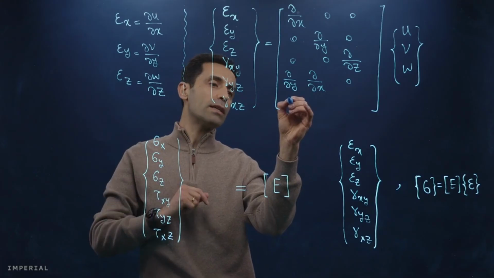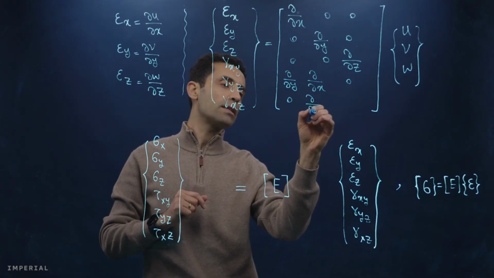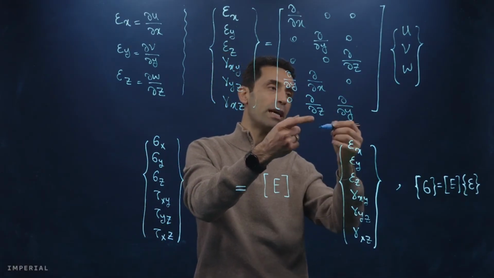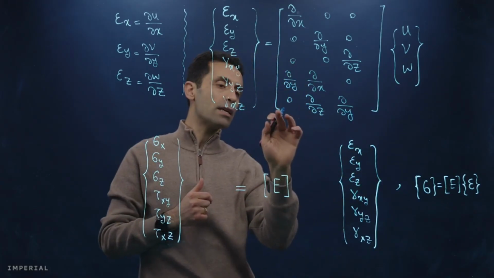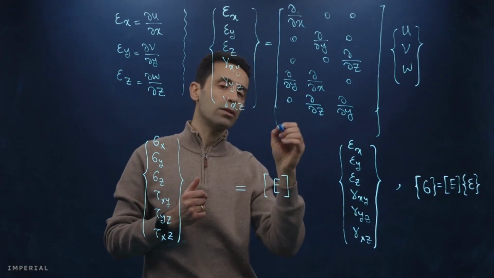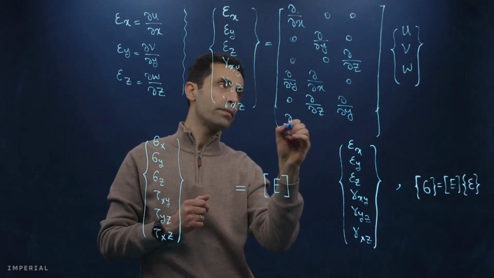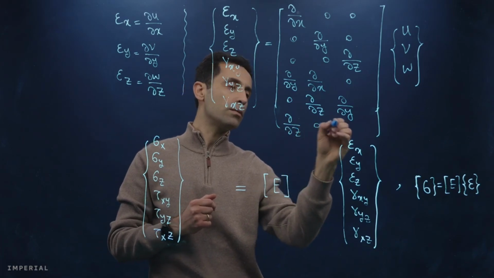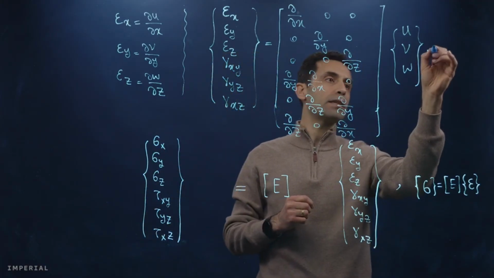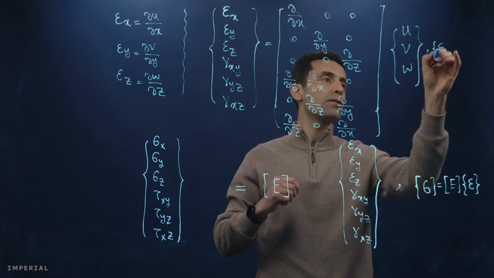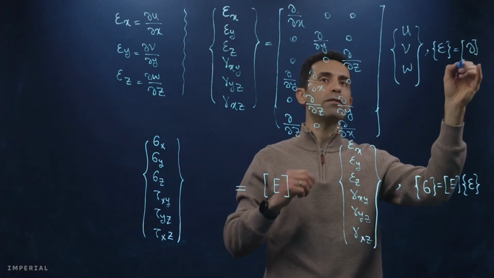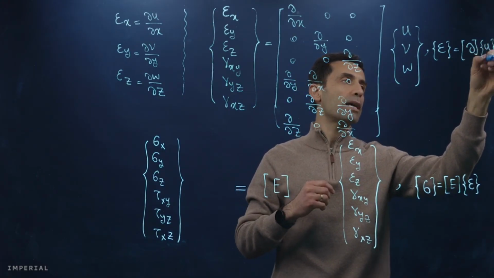Next one, yz. This is 0, and this is d dz, and this is d dy. So that will be dv dz plus dw dy. And the last one, I need to extend this a little bit further down here just to accommodate the last one. That one is d dz, 0, d dx. Or neatly we can write it as the vector of strains equals this matrix, which is the matrix of derivatives, times the vector of displacements.